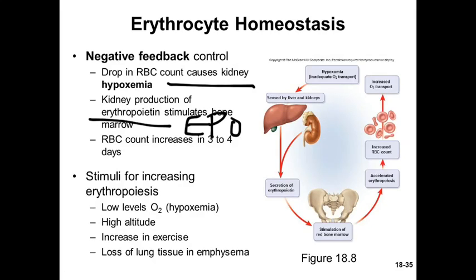One would be, like I mentioned, hypoxic conditions where you don't have enough oxygen in the blood. Of course, traveling to high altitudes would cause this. You can also have this occurring from an increase in exercise. If you are exercising vigorously, then of course your muscles would be using up more oxygen, and you also would have a loss of lung tissue in emphysema. So all of these situations would lead to an increase in erythropoietin and be a reason for increasing the overall process of erythropoiesis.